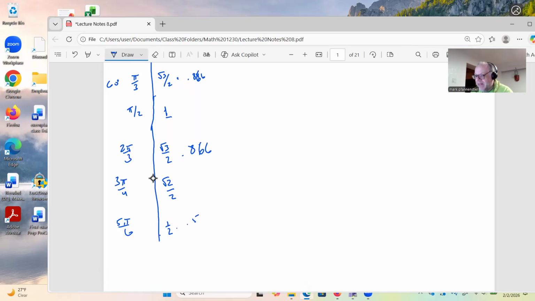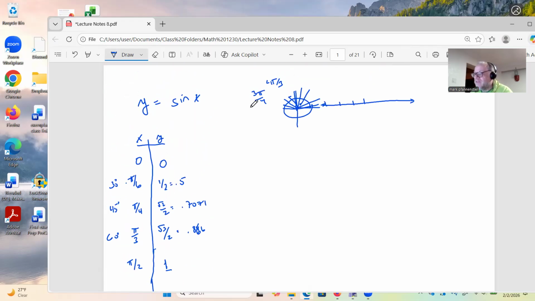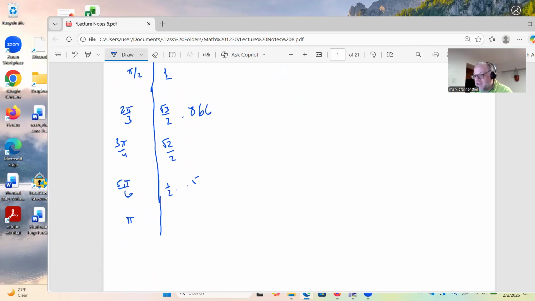And then we finally get to 6 pi over 6, or pi. Again, we're measuring vertical distances, and pi is on the axis. So that's going to give me a sine value of 0. You are welcome to check these in the calculators.